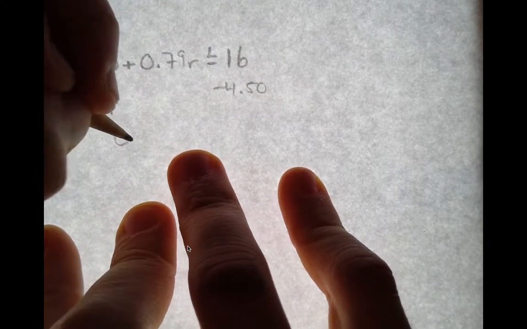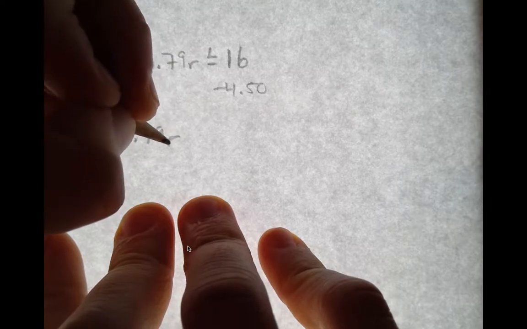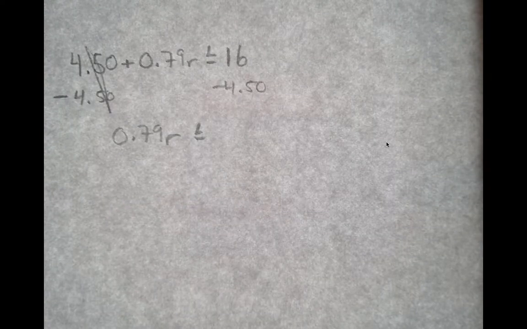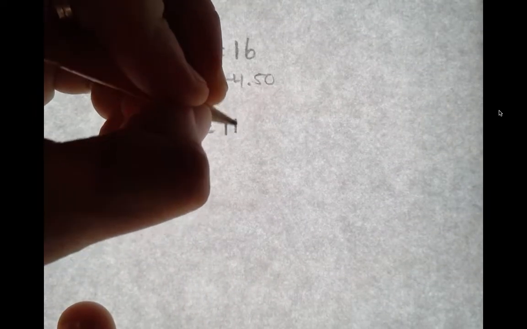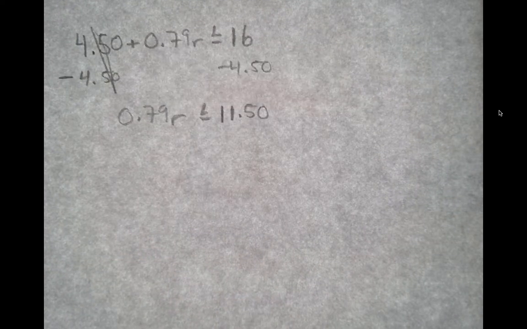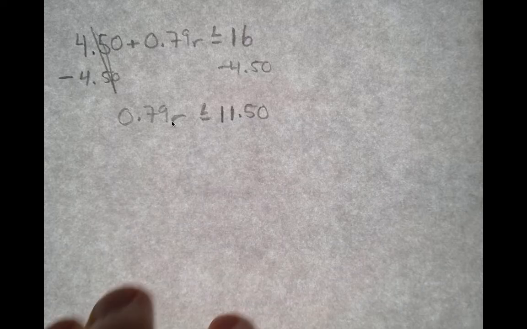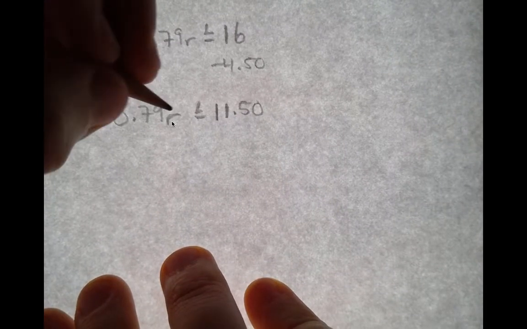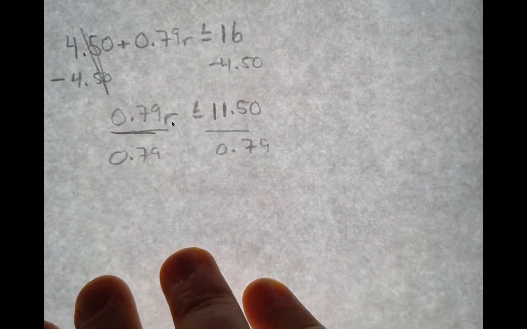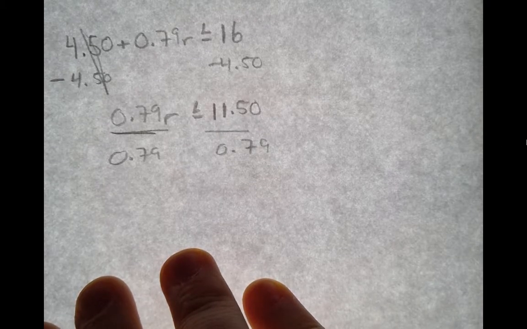So then I'm left with, all right, 79 cents times the number of rides is less than or equal to, well, 16 minus 4 would be 12, and then minus an extra 50 cents. I believe that's going to be 11.50. And let's just confirm that, right? 16 minus 4.50 is 11.50. And now I just got to divide both sides by 79 cents to figure out how many rides he gets to go on. Divide both sides by 0.79, and this is going to cancel over here.